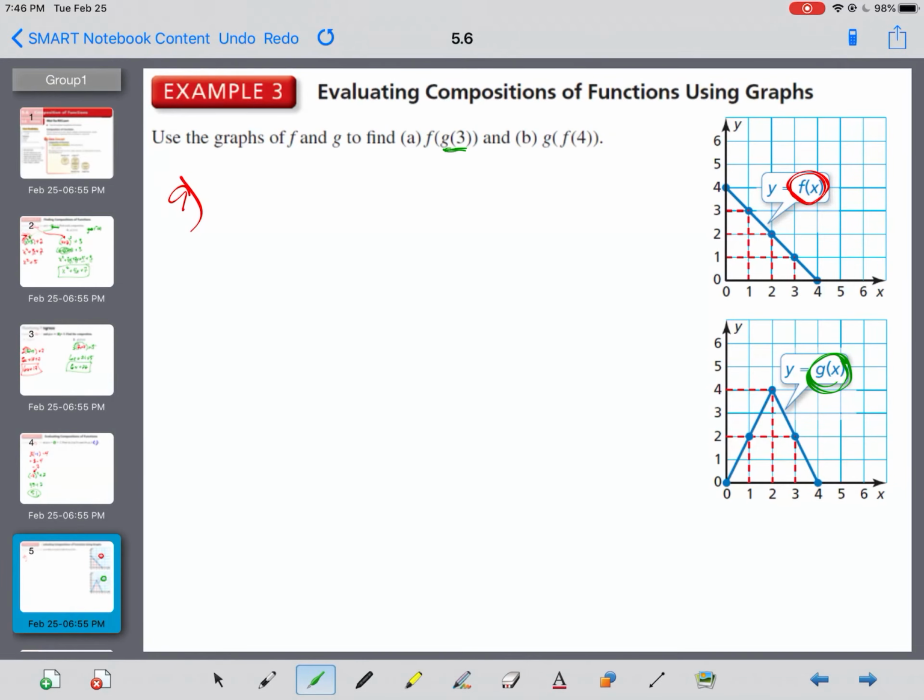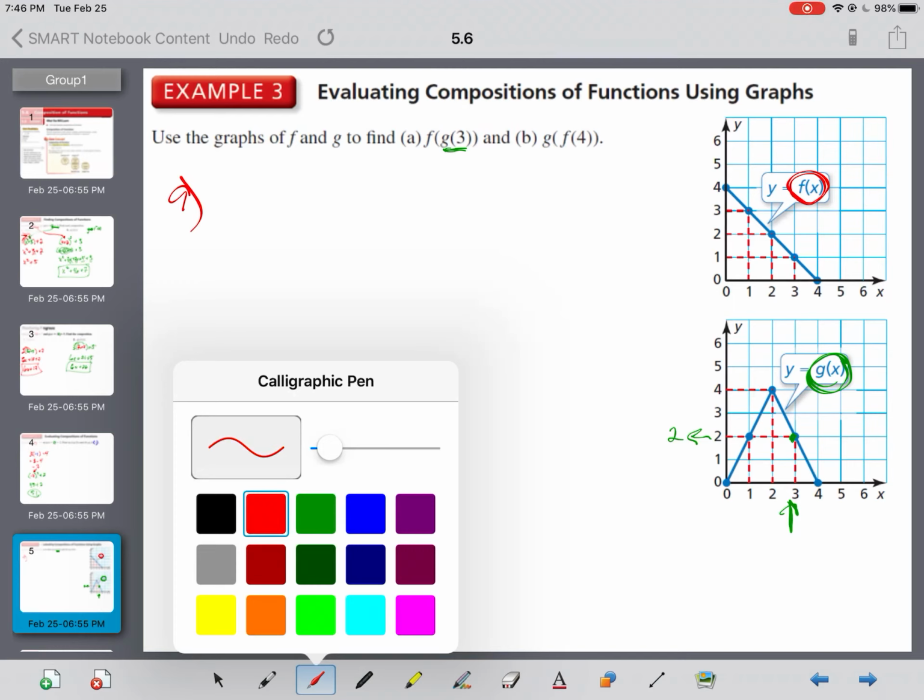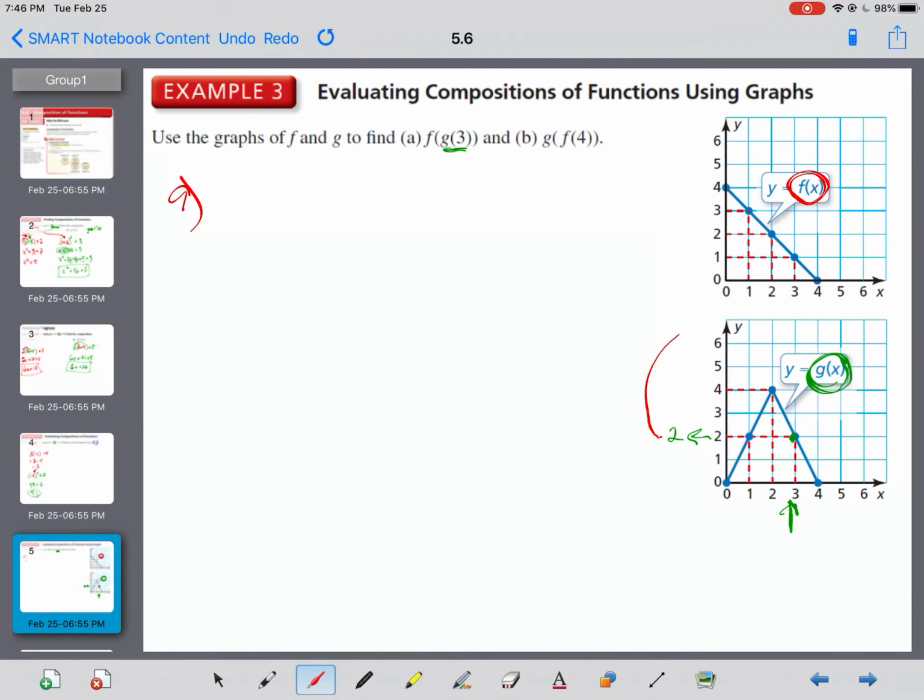First, we're going to plug it into the g. We're going to come over to the 3, right here. So x is 3, we're going to go up, and we figure out that y is 2. That is what we're going to take and plug into the f equation. And when we plug in 2 into f, we get 2 out of f. So A is 2.